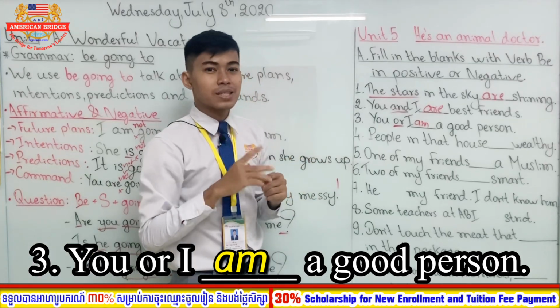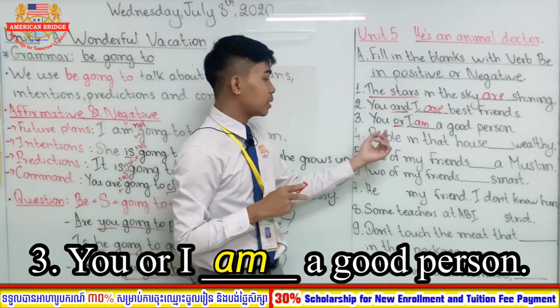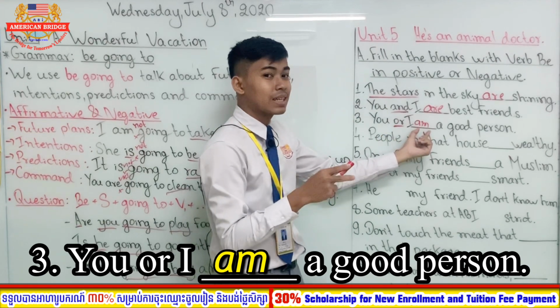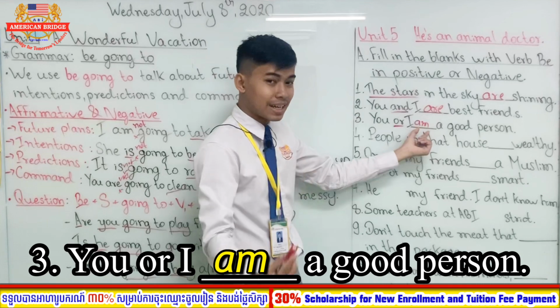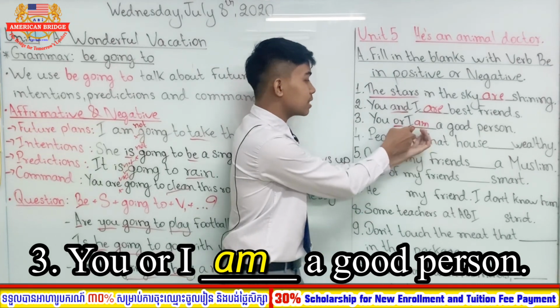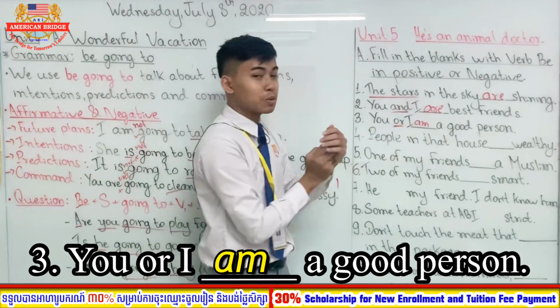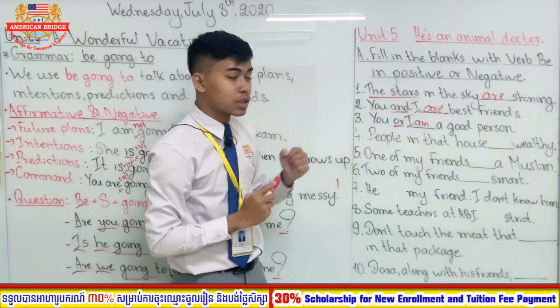So in one sentence, when there are two subjects connected by "or", the verb to be here must follow the subject that is next to it, that is near it. "Am" here is near to I, not near to you, so we have to use "I am a good person". Okay, let's go to number 4.